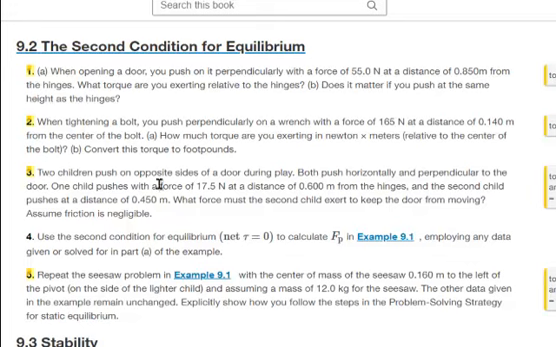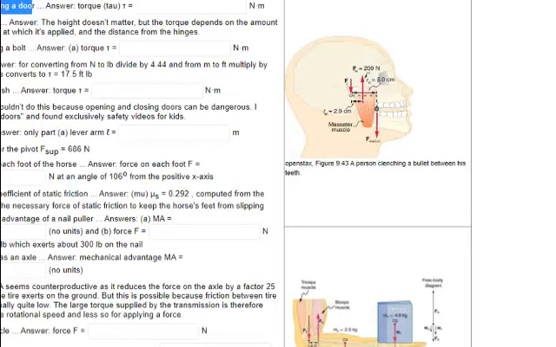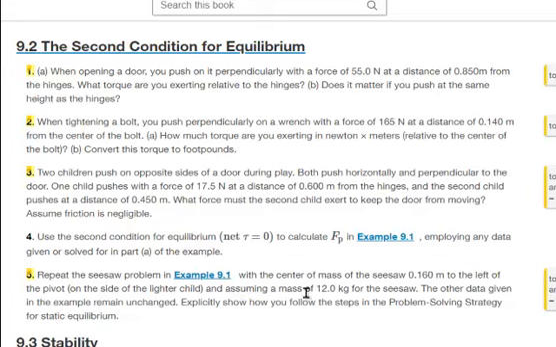All right, the next problem I want to do is this one here with the seesaw. So I'm going to go over here: repeat the seesaw problem with the center of mass of the seesaw this much to the left of the pivot, on the other side of the lighter child, and assuming a mass of 32.0 kilograms for the seesaw. Yet other data in the example remain unchanged, explicitly show, and so on.